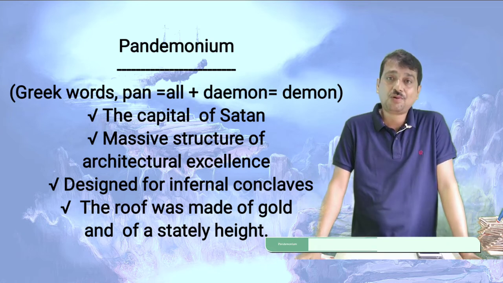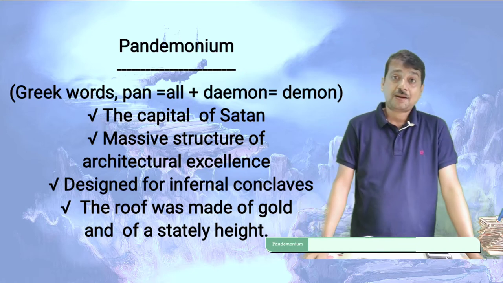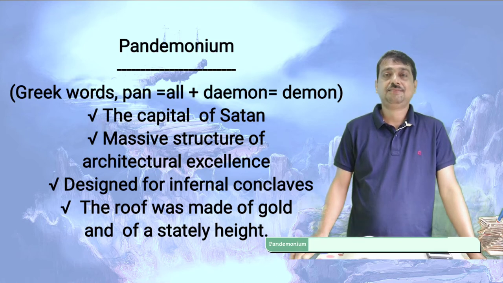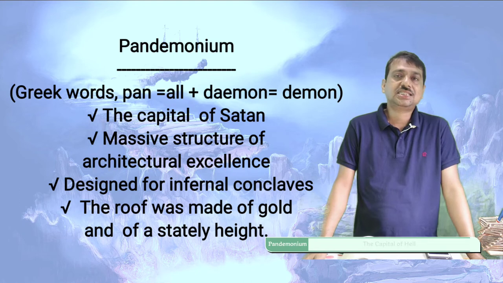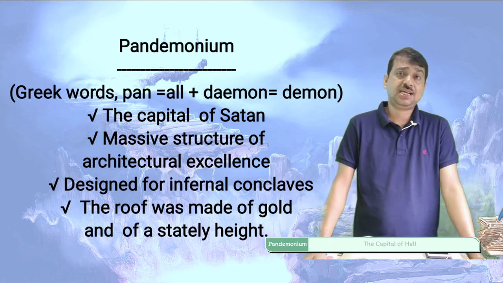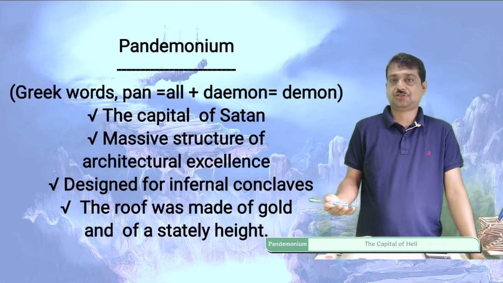It is a word formed by the union of two Greek words. Pan means all and daimon means demon. But the compound word did not exist in the Greek vocabulary, and Milton formed it on the analogy of Pantheon, the abode of the gods.